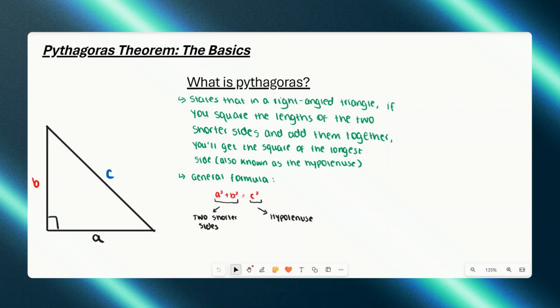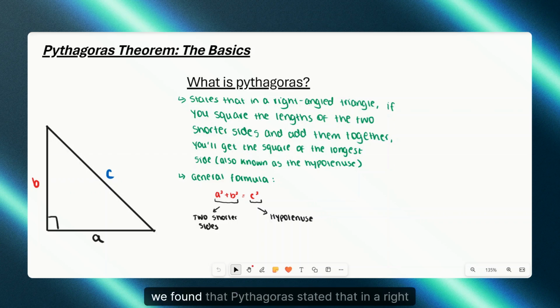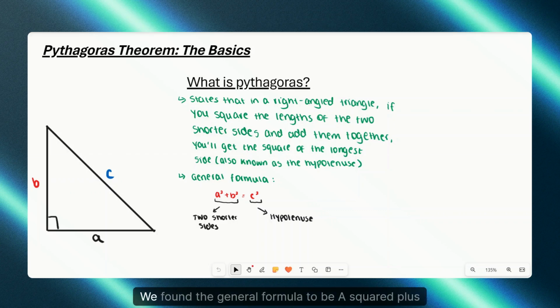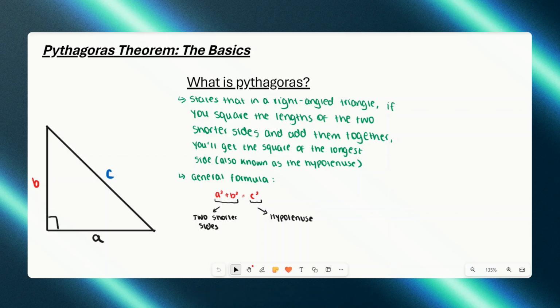So in our last lesson we went over some of the basics to do with the Pythagoras theorem. This included what Pythagoras was, the general formula, and some simple practice questions. So just to recap, we found that Pythagoras stated that in a right-angled triangle, if you square the lengths of the two shorter sides and add them together, you get the square of the longest side, which is also known as the hypotenuse. We found the general formula to be a squared plus b squared is equal to c squared.